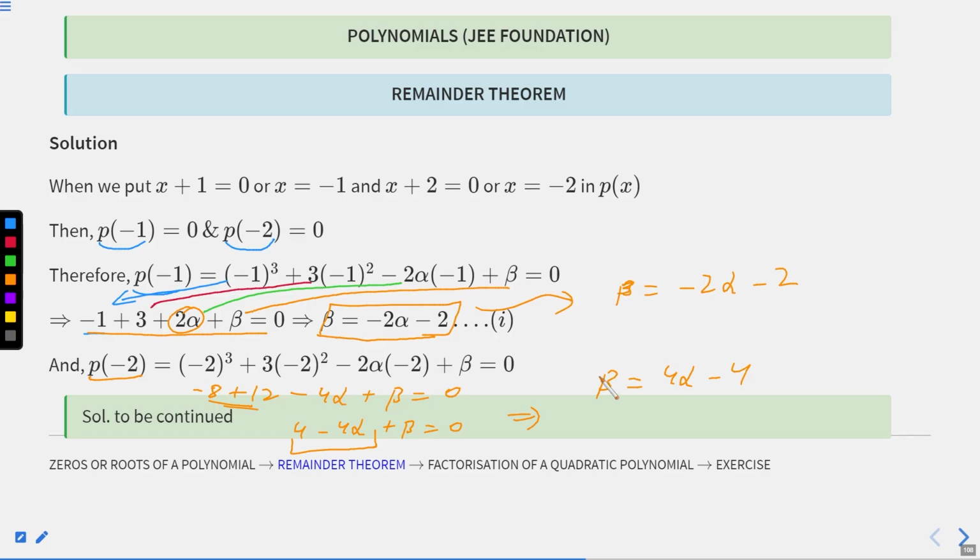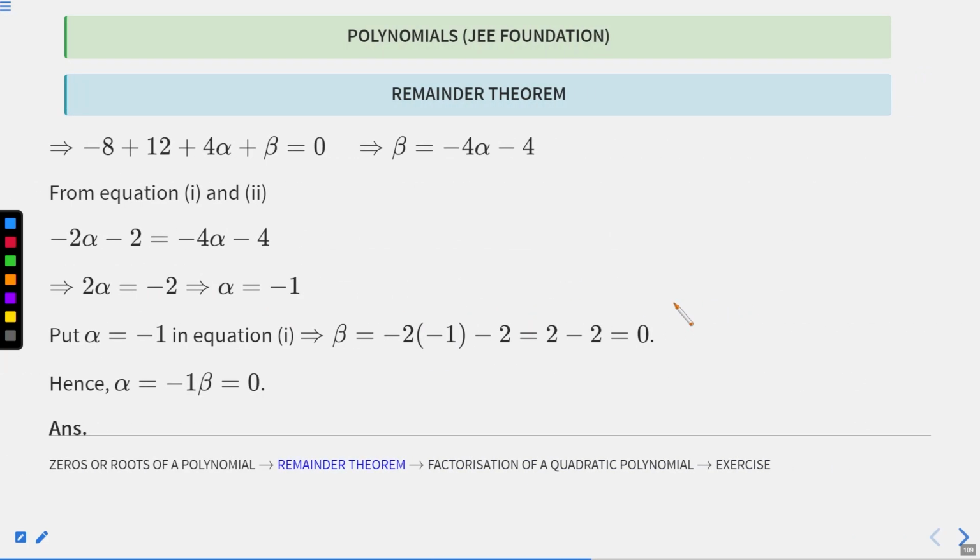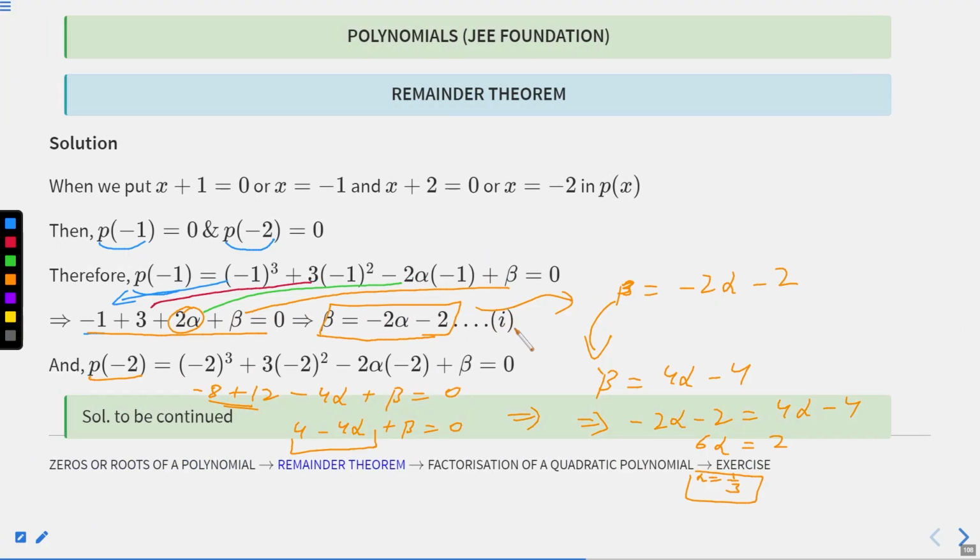Just putting the beta value over here, you will get minus 2 alpha minus 2 equals 4 alpha minus 4, and doing some manipulations you will get 6 alpha equals 2, which means alpha equals 2 by 6 or 1 by 3. I hope this is clear. Now just use the alpha value to get the beta value. Okay, let me do it once again. I think I have made a little mistake.